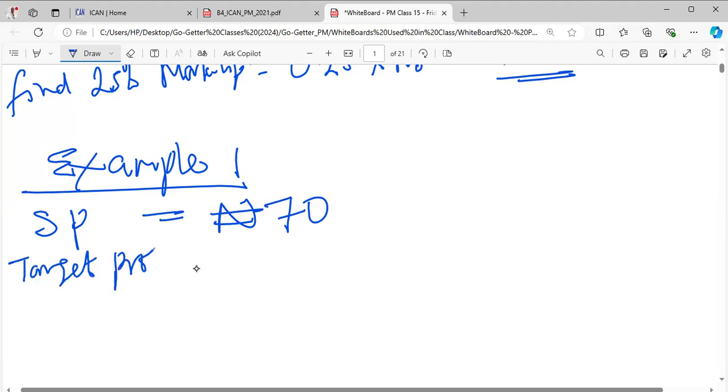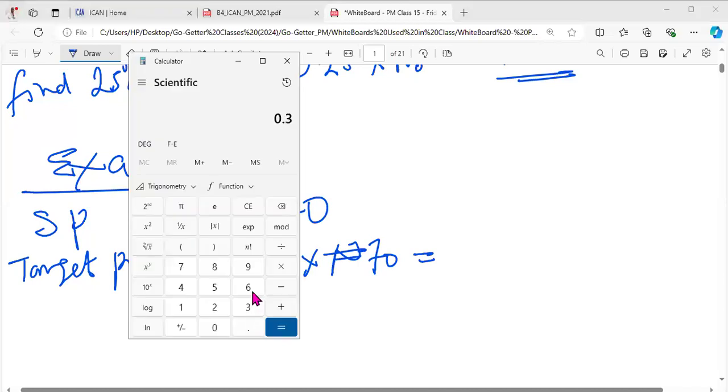Target profit equals 30% of 70 naira, which is what? Let's activate our calculator. 30% of 70 naira, that's 21 naira.